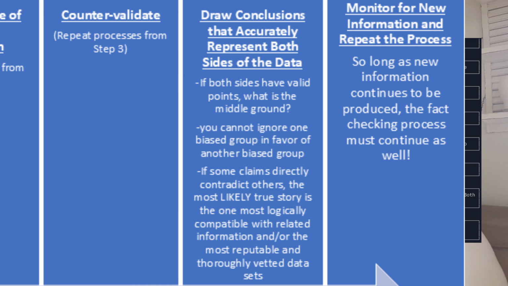So now it's time to move on to step 7, which is draw conclusions that accurately represent both sides of the data. The goal during this step is to assess the validated claims from both sides and attempt to form conclusions. You'll probably find that most issues have a reasonable middle ground. It's important to remember when you reach this step that you cannot simply ignore the validated information from one group in favor of another group. That just shows people that you're probably biased and hypocritical, and it will undermine your attempts to influence the conversation.